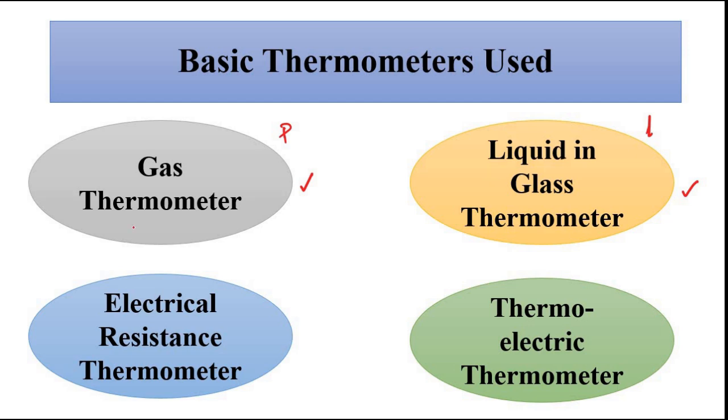Next we have the electrical resistance thermometer and the thermoelectric thermometer. As you can see, from the name itself of this electrical resistance thermometer you can get some indication of what the main sensing parameter is here. Resistance, electrical resistance R, that is the main sensing parameter here. So how it is used to measure temperature, we'll see.